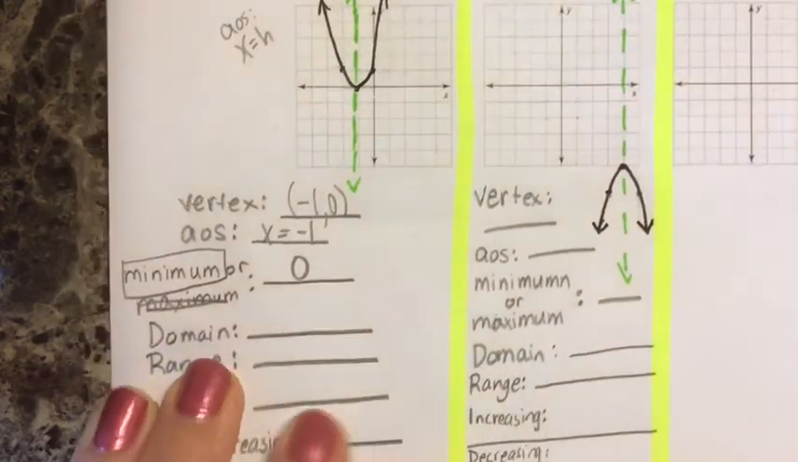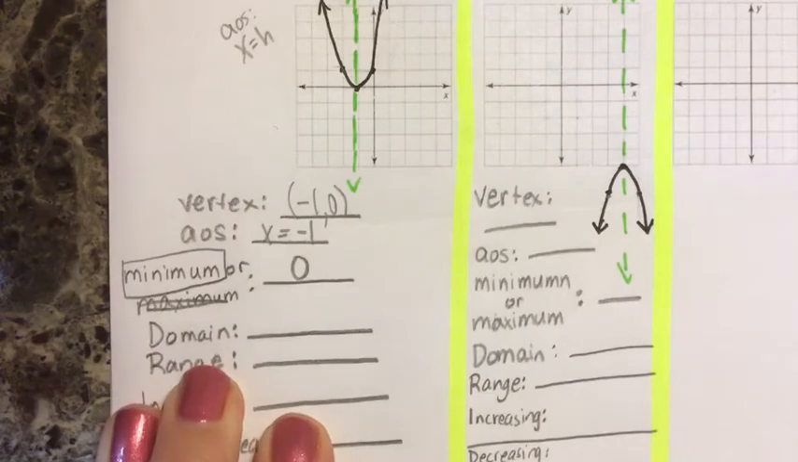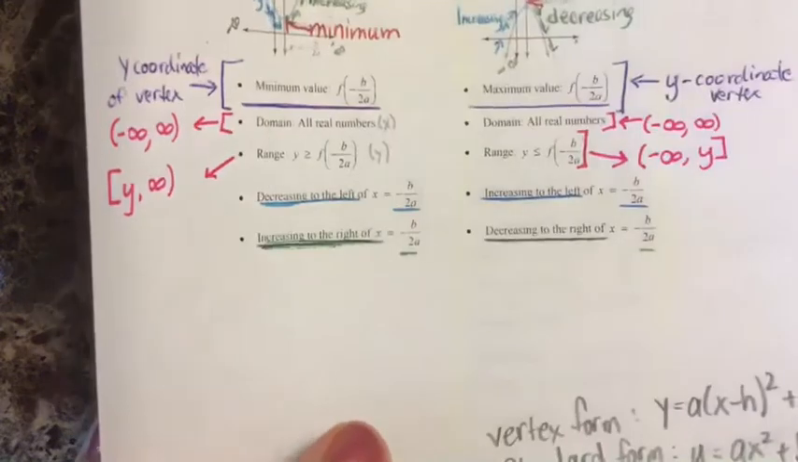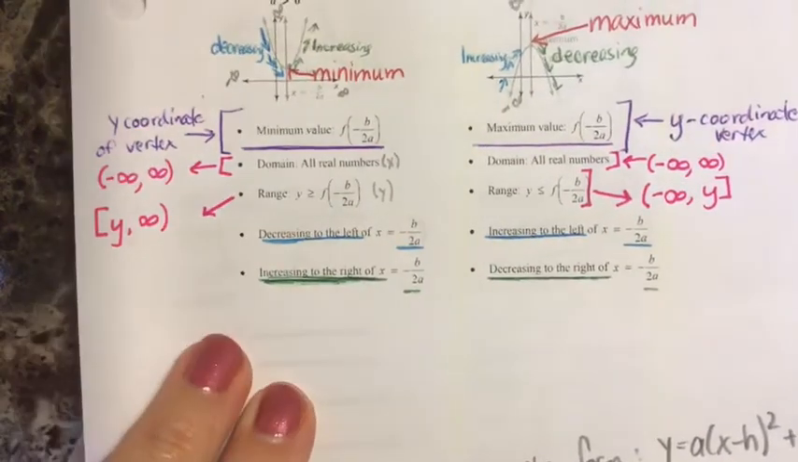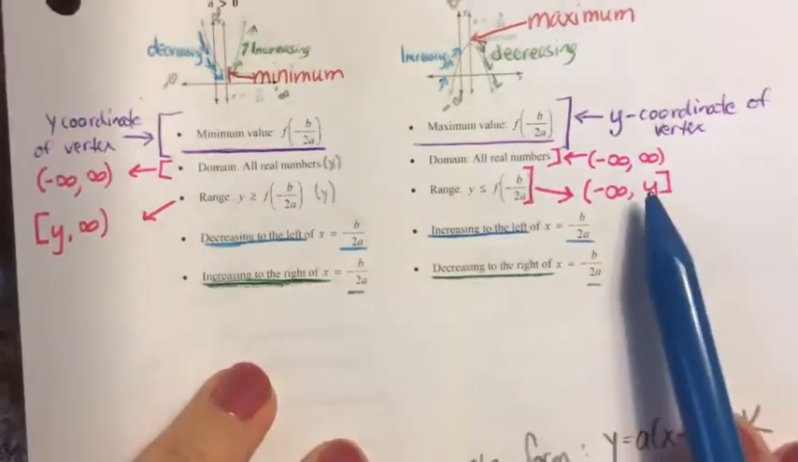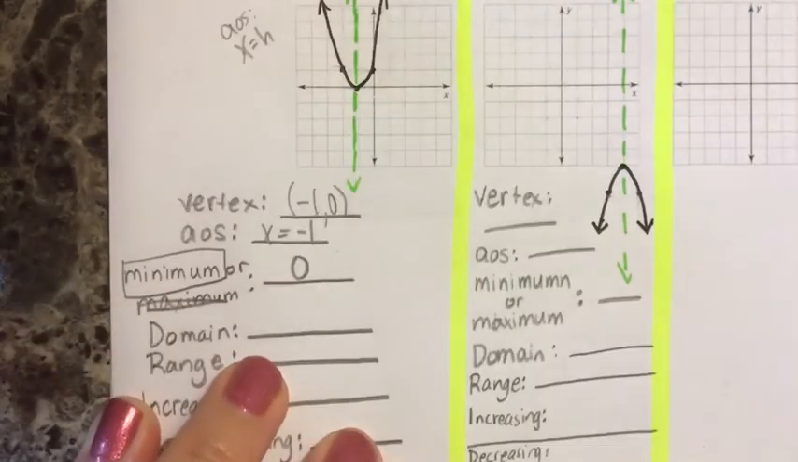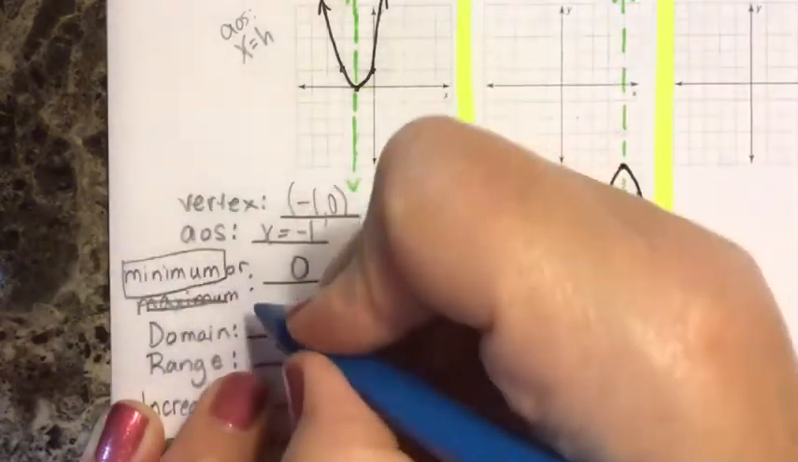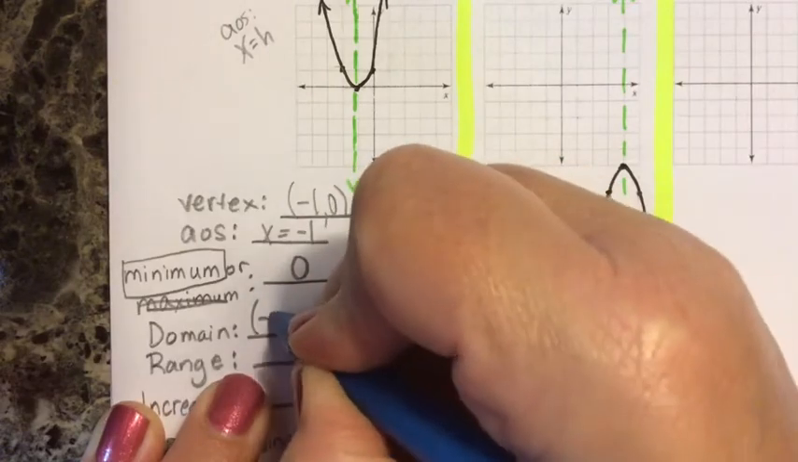For my domain, remember we said on the previous notes that I highlighted here on Student Journal 32, we said our domain was -infinity to +infinity. For all the parabolas that we're going to be doing, you may want to refer back to that page as we're looking at these problems.